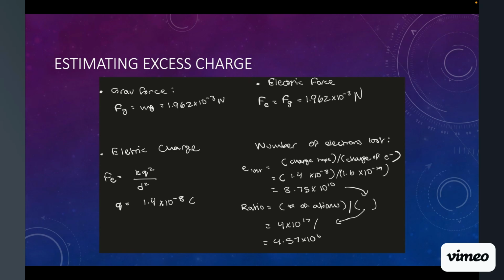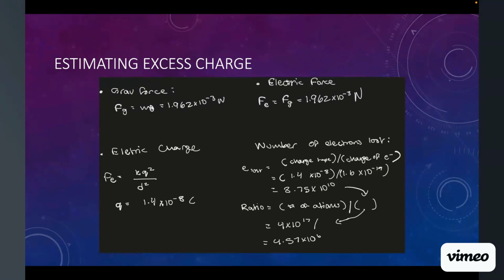For the estimated excess charge, how we did this is that we first found the gravitational force. This one is obvious: we just do the mass times gravity of the tape. This is for our second experiment, by the way. We noticed that there is no movement when you hold it at the very bottom of the tape before it moves. The tape moves, and therefore at that point the electric force will be equal to the gravitational force, meaning it's also the same.